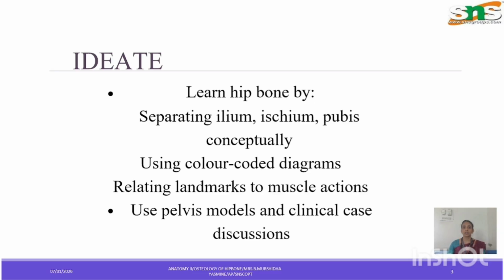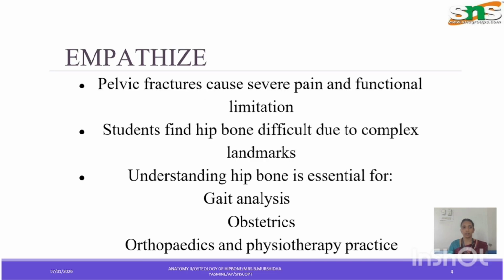To approach this, we need to learn the hip bone by conceptually separating the ilium, ischium, and pubis. We can learn this by using color-coded diagrams and relating the landmarks to muscle action. We can also use pelvic models and clinical case discussions. Pelvic fractures cause severe pain and functional limitation, so we can study the hip bone osteology by relating it to pelvic fractures. Understanding the hip bone is essential for gait analysis, obstetrics, orthopedics, and physiotherapy practice.